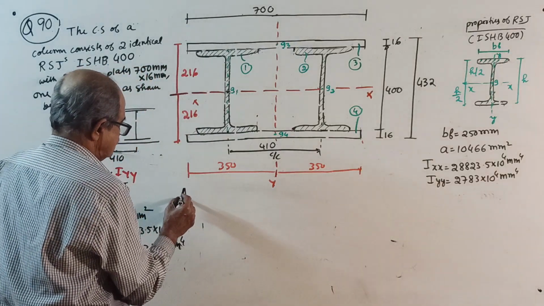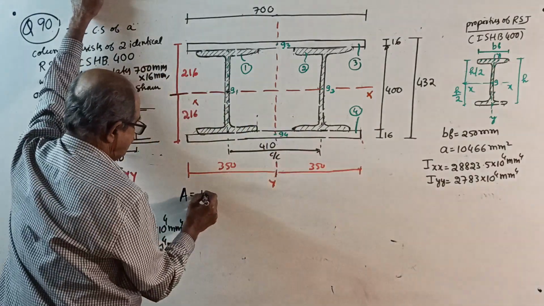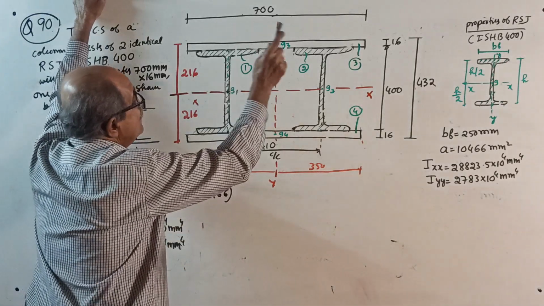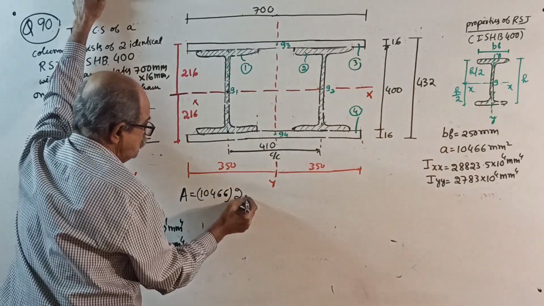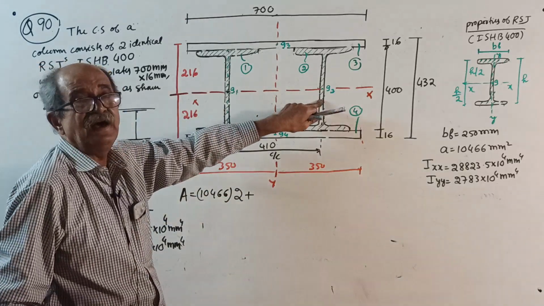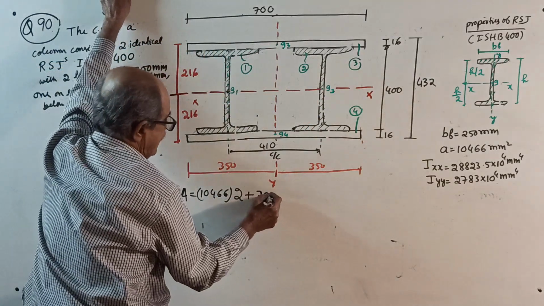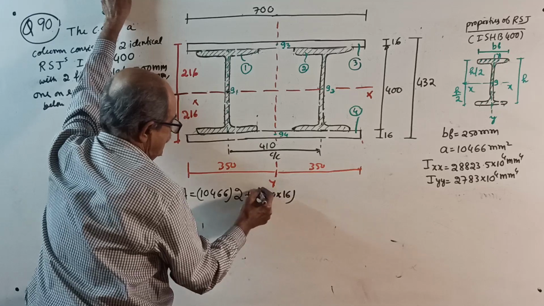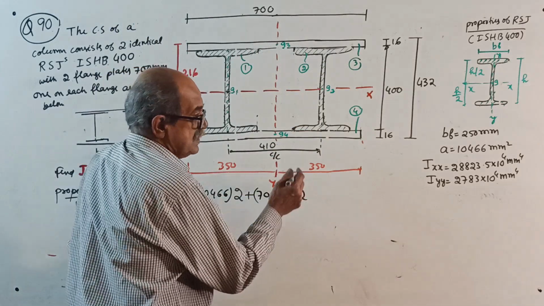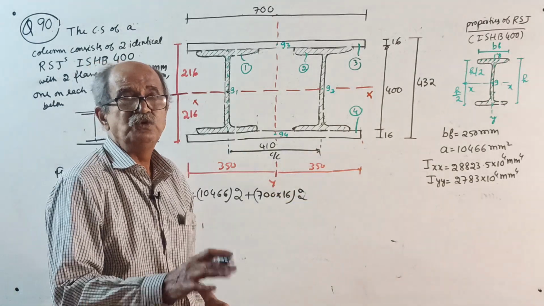Total area first. 1 I section, 10466 is the area of this RSJ. Same for the other, so multiply by 2. You should write that this is for 1, and this 2 is for taking care of the second RSJ. Now plus 700 into 16 is the area for 3. Identical for 4, so multiply by 2. This is for 3, multiplying by 2 is for taking care of 4. You should write those things.